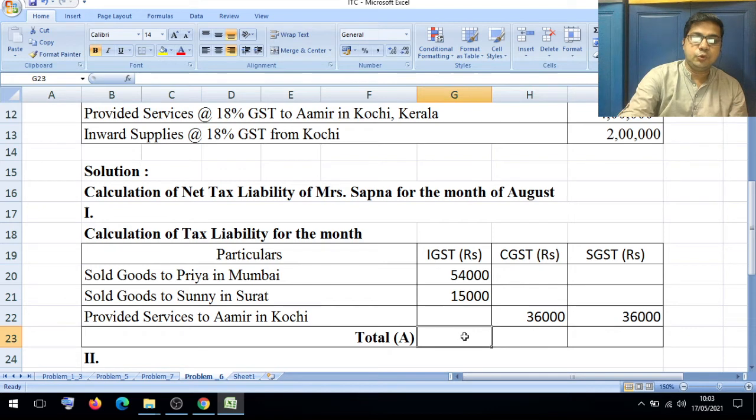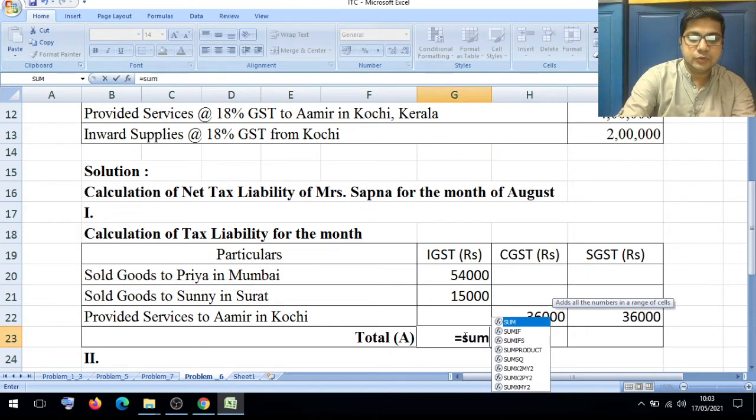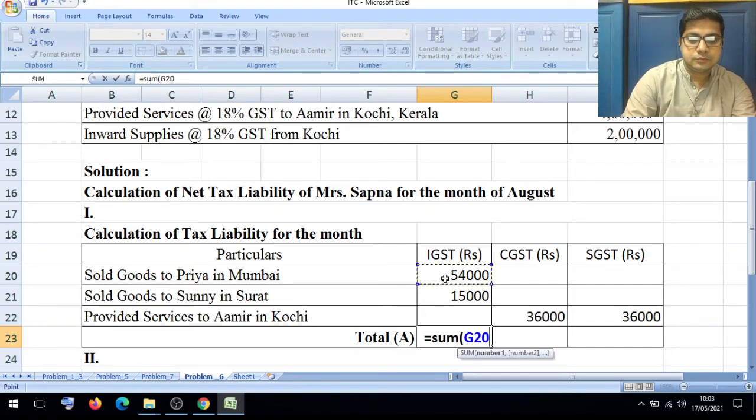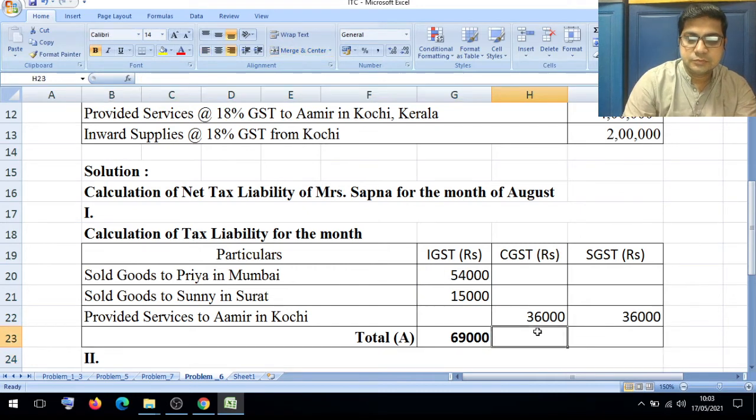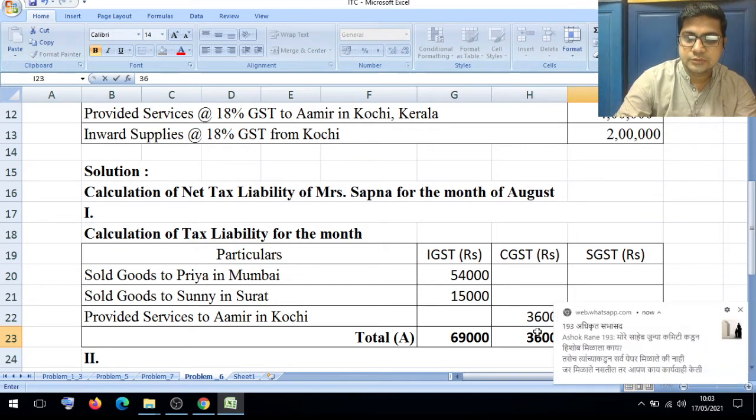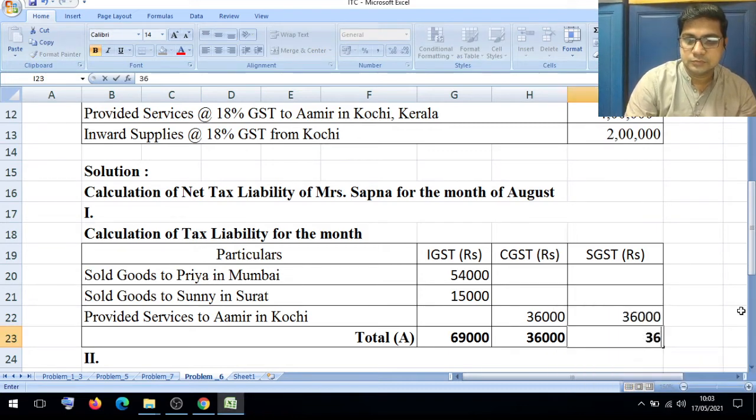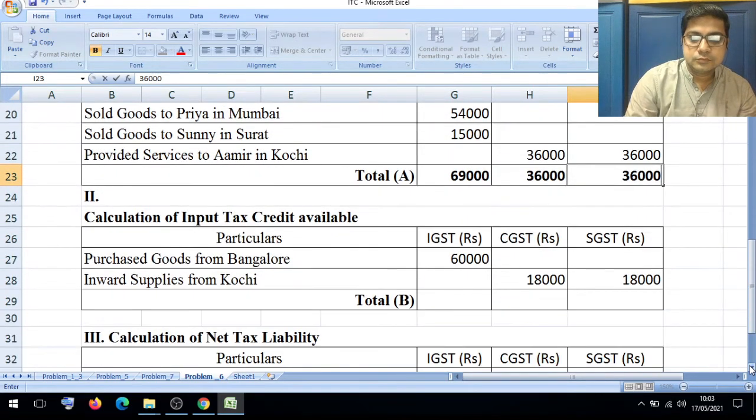Now find out the total. We have 15,000, 36,000, and 36,000. Then input tax credit total: 60,000, 18,000, and 18,000.